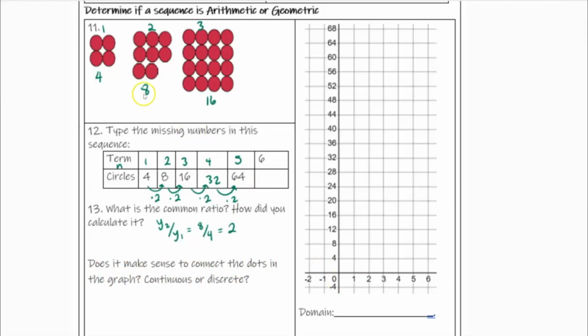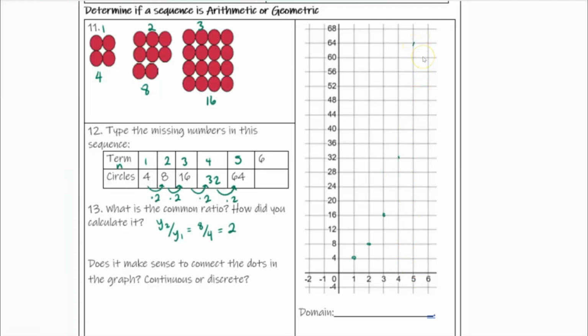So let's go ahead and graph it first. From the table, 1 is 4. So we're going to go to 1 and 4, put a dot right there. Then we're going to go 2 to 8, put a dot right there. 3 to 16, put a dot right there. 4 to 32, put a dot right there. 5 to 64, put a dot right there.